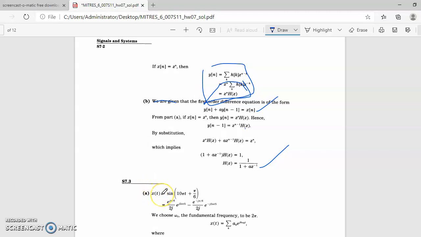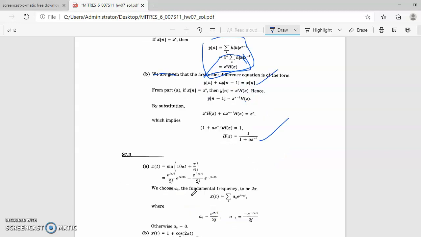x of t is equal to sine 10 pi t plus pi by 6. Okay, so here the period of t will come, so it comes under the fundamental frequency formula. Here the sine value, we know that sine theta can also be written as e power j theta minus e power minus j theta by 2j.